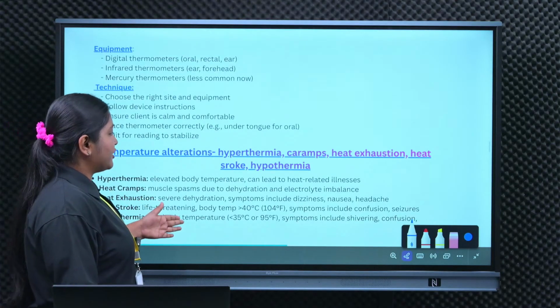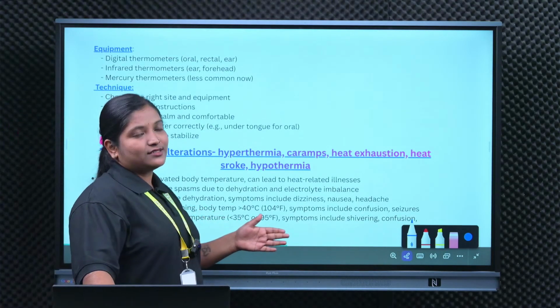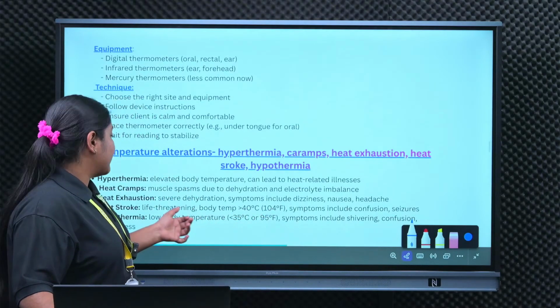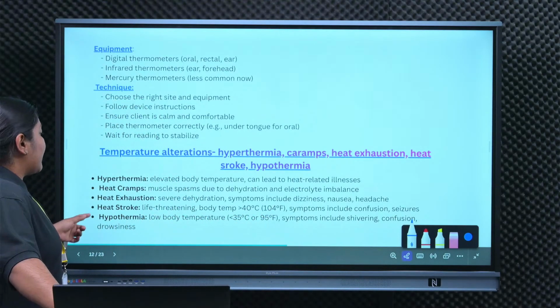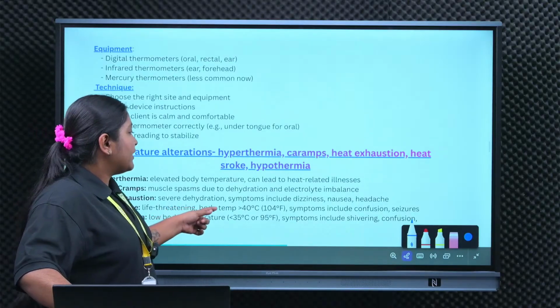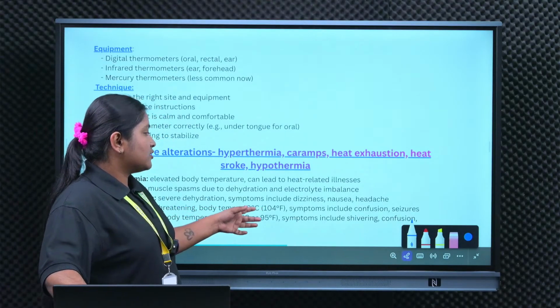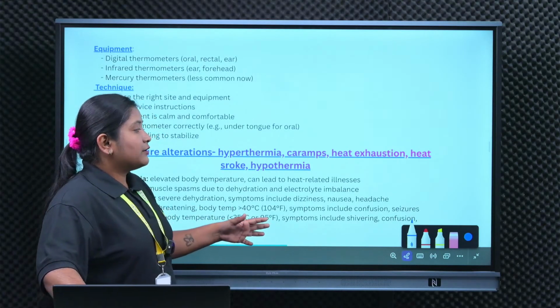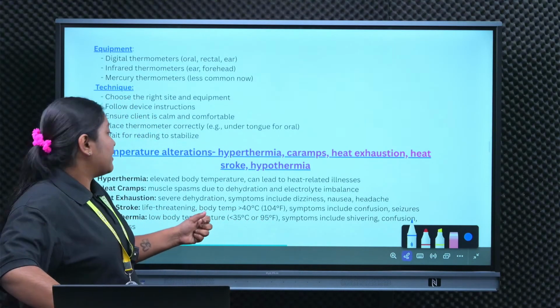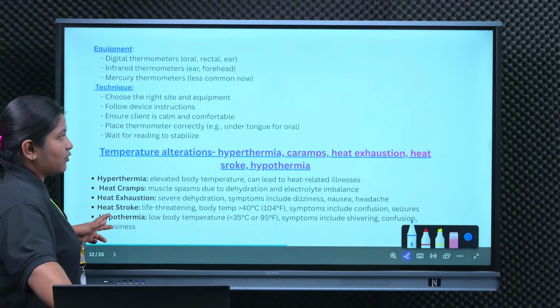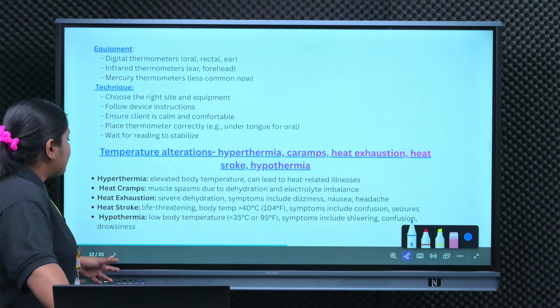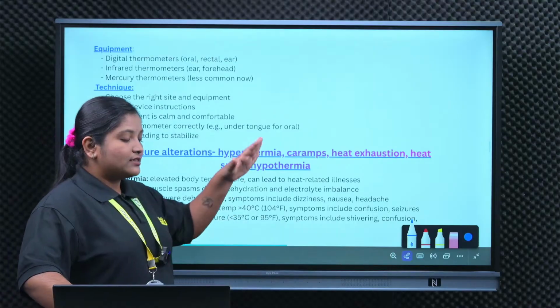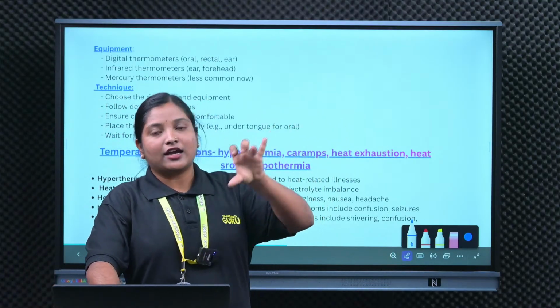Severe dehydration symptoms include dizziness, nausea and headache. By that time you can see heat exhaustion and heat stroke. Heat stroke is life threatening, with body temperature of 40 degrees Celsius or more than 104 degrees Fahrenheit. Symptoms include confusion or seizure. By that time we can see heat stroke. The next one is hypothermia. There is a difference between hyperthermia and hypothermia.